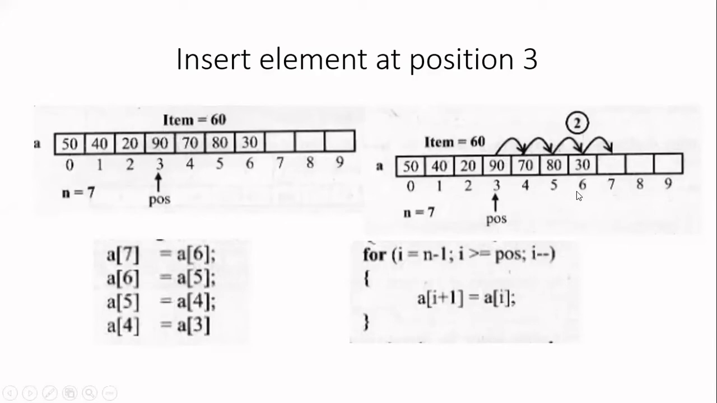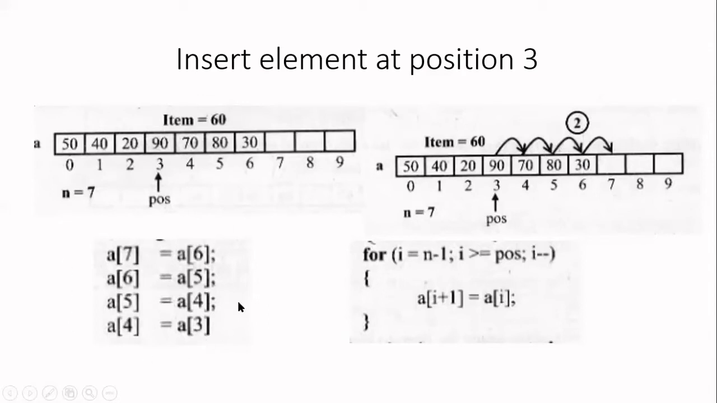That is, 30 is stored at the index 6. What is this index 6? With respect to the number of elements n, this 6 is nothing but n minus 1. So you have to start from the index n minus 1. Whatever is available at the index n minus 1, you have to move to the next location. After you move this to the next location, this will be free, so that you can move the element from 5 to 6.